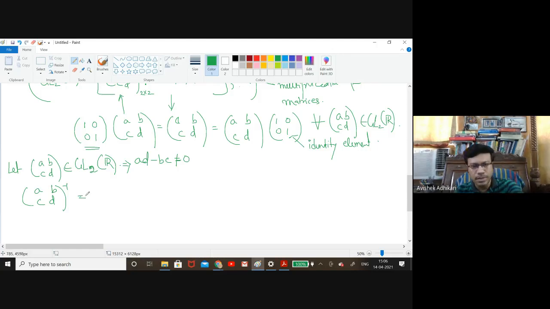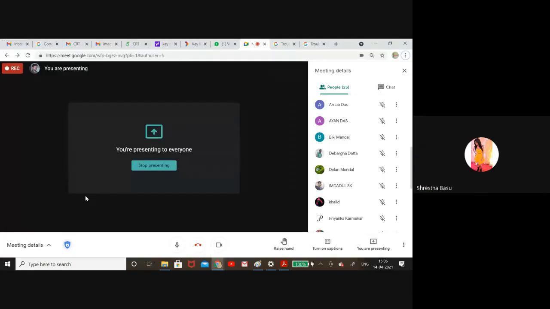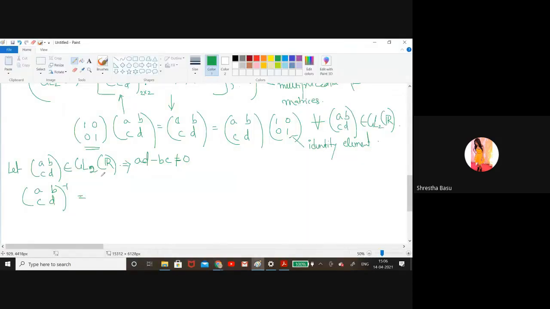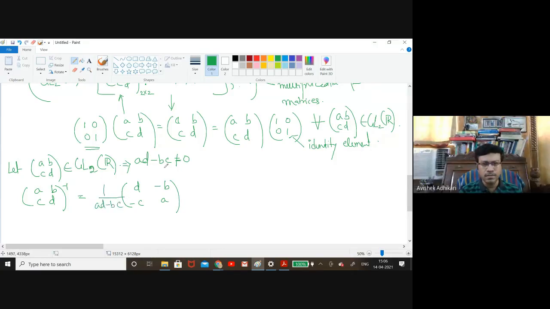Can anybody tell me? So D by AD minus BC, and that means the determinant. And then the second element minus B by AD minus BC. Then third element minus C by AD minus BC. And the fourth element A by AD minus BC. Like this. Yes, sir.